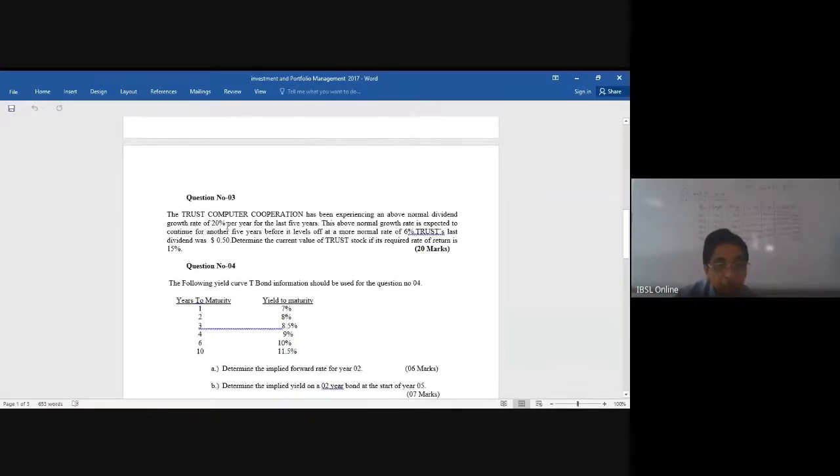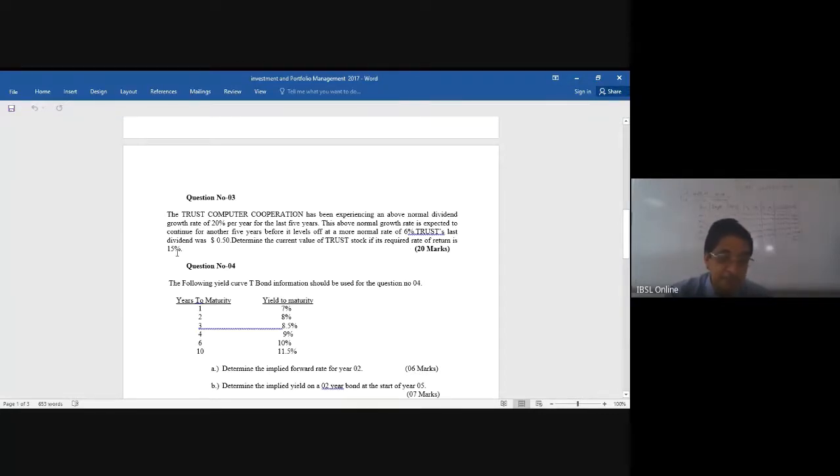The Trust Computer Corporation has been experiencing an above normal dividend growth rate of 20% per year for the last 5 years. This above normal growth rate is expected to continue for another 5 years before it levels off at a more normal rate of 6%. Trust's last dividend was 50 cents. Determine the current value of Trust stock if its required rate of return is 15%.